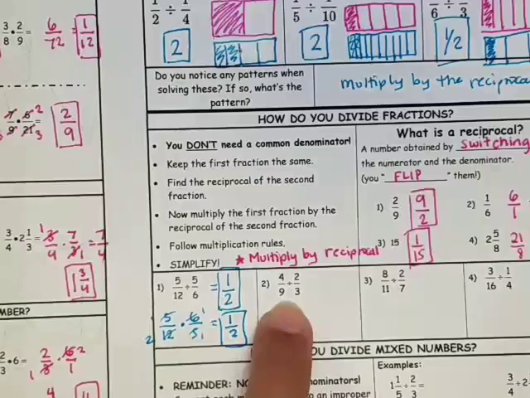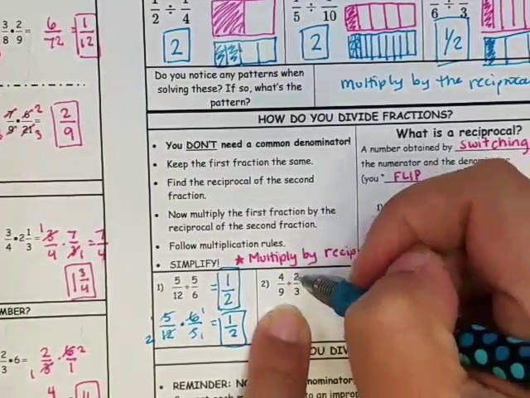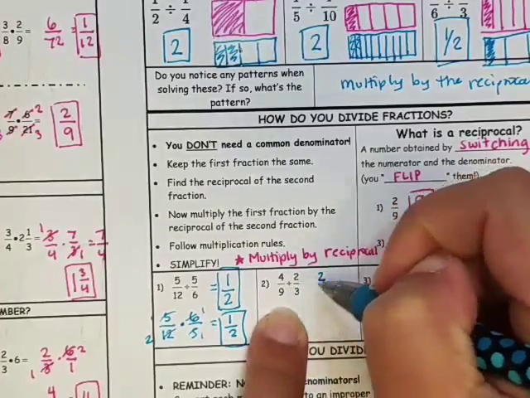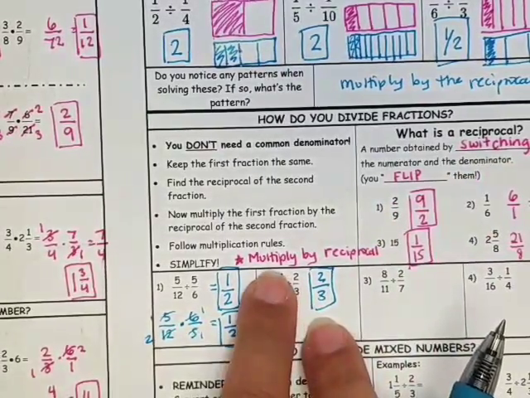All right, 4/9 divided by 2/3. Again, this one's kind of easy because you can actually divide across. 4 divided by 2 is 2, and 9 divided by 3 is 3. And then if you want to check it by multiplying by the reciprocal, you can.